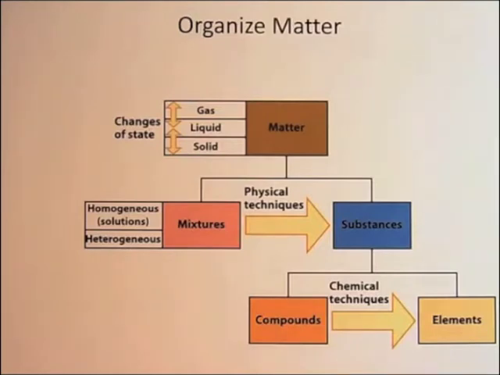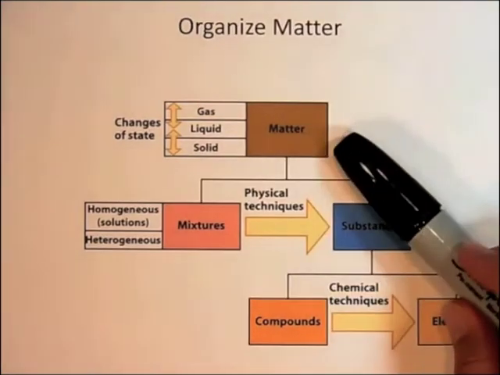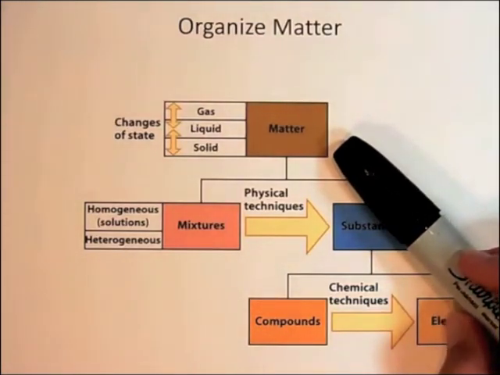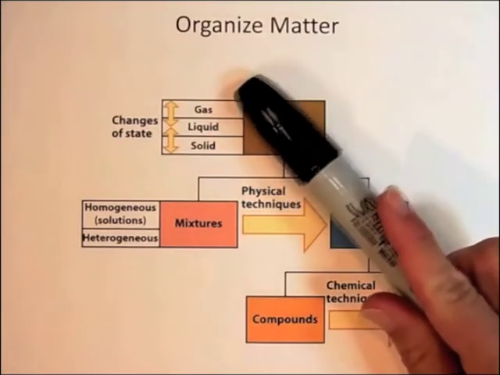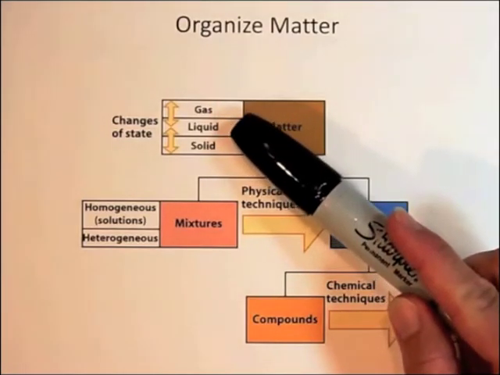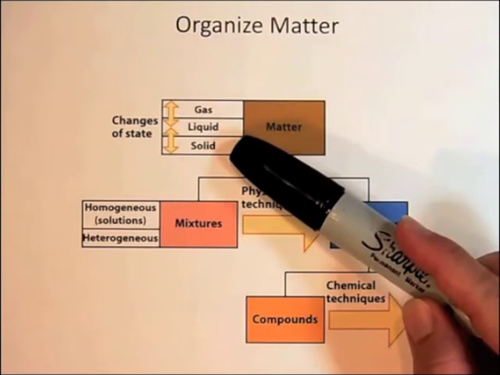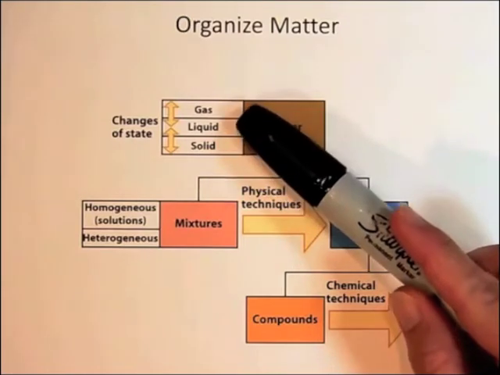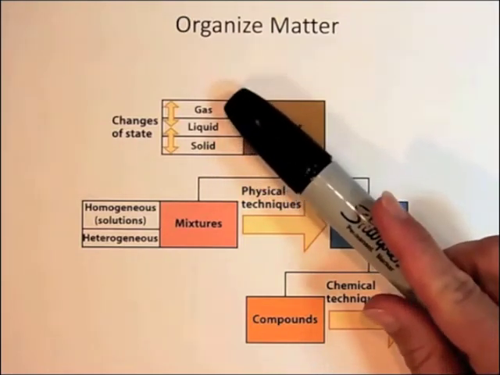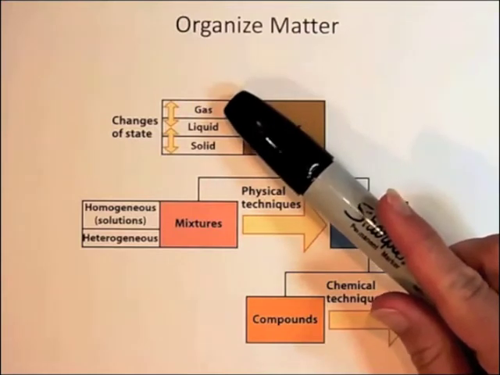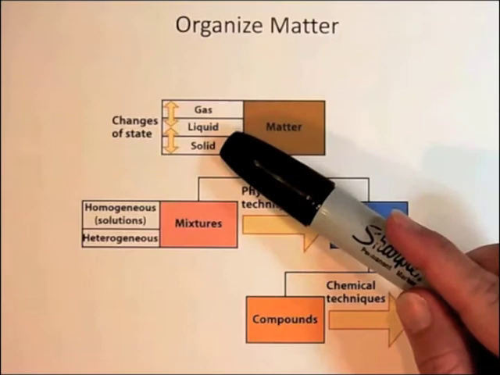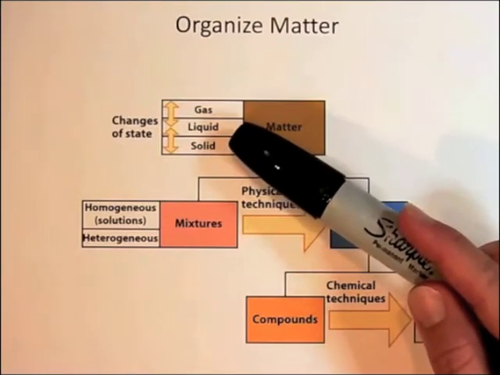Matter is everything that has mass, first of all. And a lot of times we talk about, or you have heard about, the different states of matter. Matter can exist as a gas, as a liquid, or as a solid. And we can have changes back and forth between them. A solid going to a liquid, we call that melting. A liquid going to gas, we call that evaporation. A gas turning back into a liquid, we call that condensation. And a liquid turning back into a solid, we call that freezing or solidification.